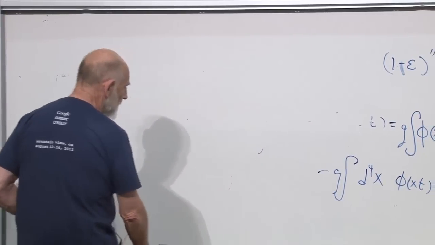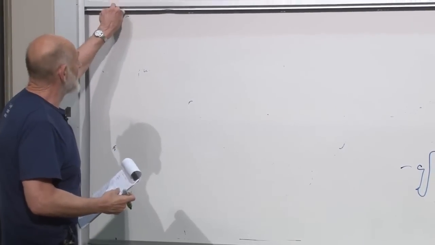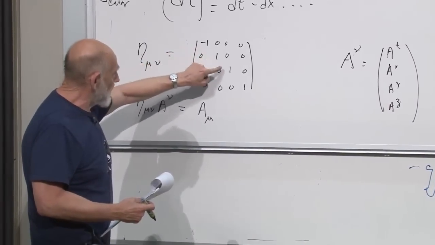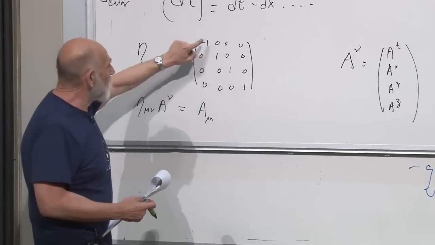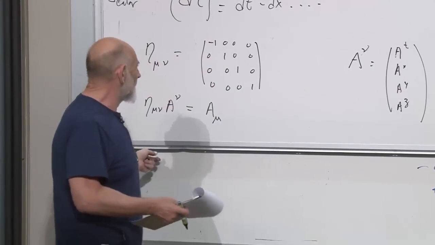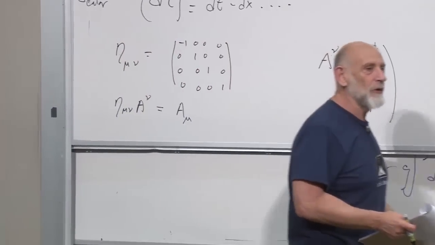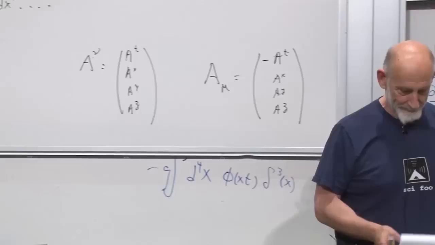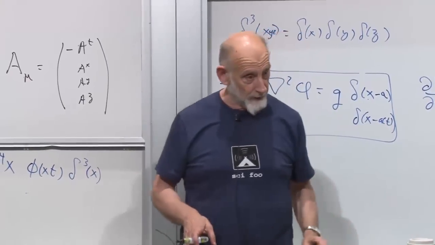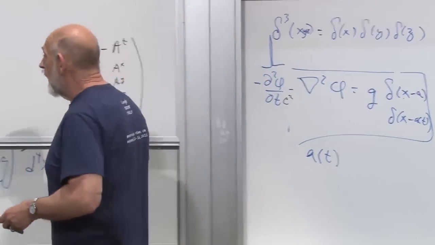Now, I should warn you, depending on who's writing the equations, this can sometimes be +1, -1, -1, -1, or -1, +1, +1, +1. There are different conventions. I happen to like this one. Almost everybody else I know likes the other one, unless they're relativists. Relativists who study general relativity like the convention I use.